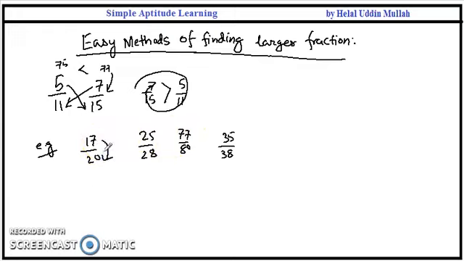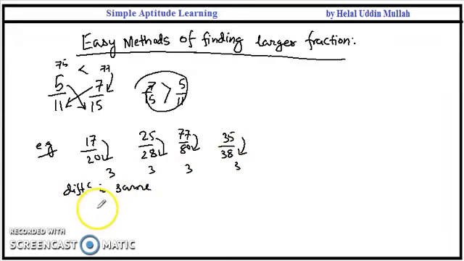In these values, you can observe that the difference between the numerator and denominator is common. Here it is 3: 20 minus 17 is 3. Here also 28 minus 25 is equal to 3. Here also 80 minus 77 is equal to 3. 38 minus 35 is equal to 3. So the difference is the same.